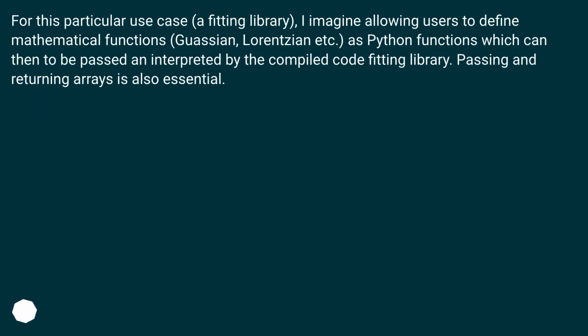For this particular use case, a fitting library, I imagine allowing users to define mathematical functions, Gaussian, Lorentzian, etc., as Python functions which can then be passed and interpreted by the compiled code fitting library. Passing and returning arrays is also essential.